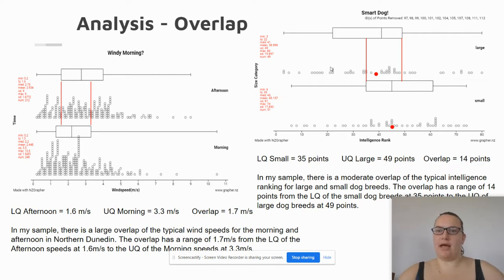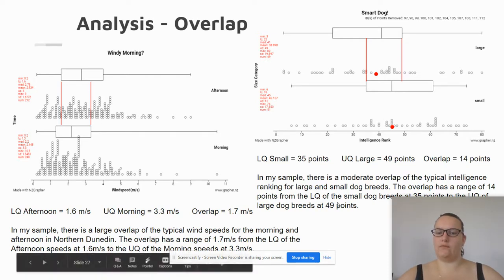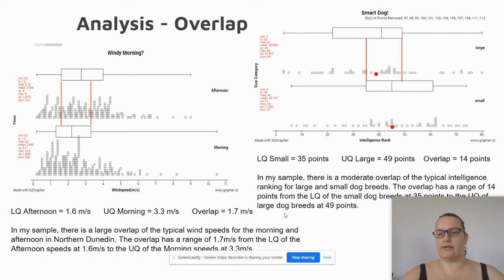If we look at the smart dog example, we can see that our lower quartile of small dogs is higher than our lower quartile of large dogs, so we're going to take that amount, and our upper quartile of large dogs is lower than our upper quartile of small dogs, so we're going to take that amount. This shows us that our overlap is here. So in my sample, there is a moderate overlap of the typical intelligence ranking for large and small dog breeds. The overlap has a range of 14 points, from the lower quartile of small dog breeds at 35 points to the upper quartile of large dog breeds at 49 points.